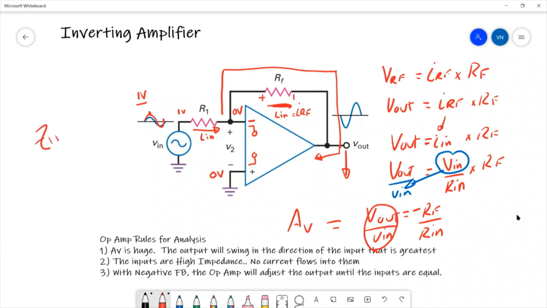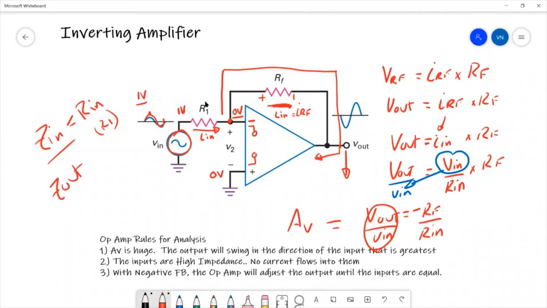Zin on the inverting amplifier, let's take a look. This is the source here, and it's applying its 1 volt to this circuit here. And this end of the resistor is 0. So basically, Zin is the impedance looking into this circuit. And if I look into this circuit, basically between the input here and ground is just this resistor. So Zin in an inverting amplifier is basically Rin, and in this particular circuit, R1.